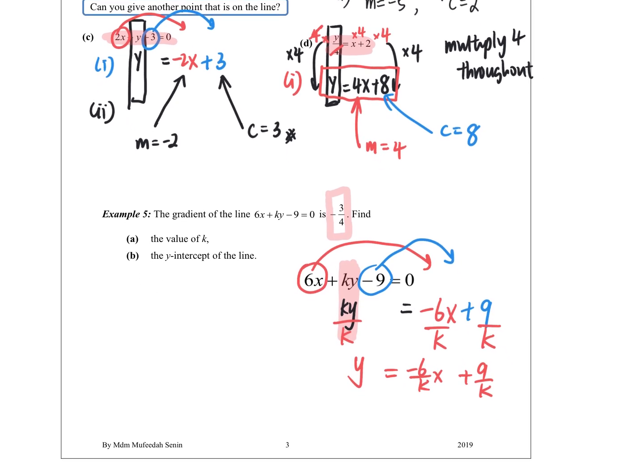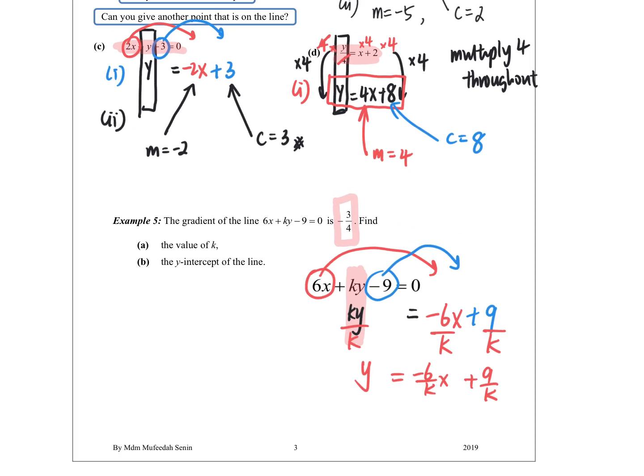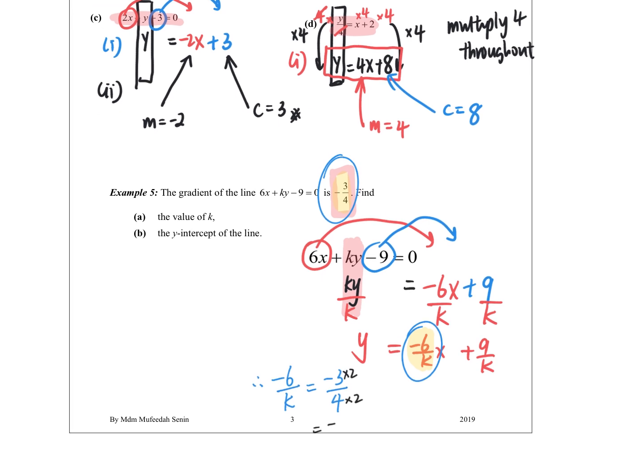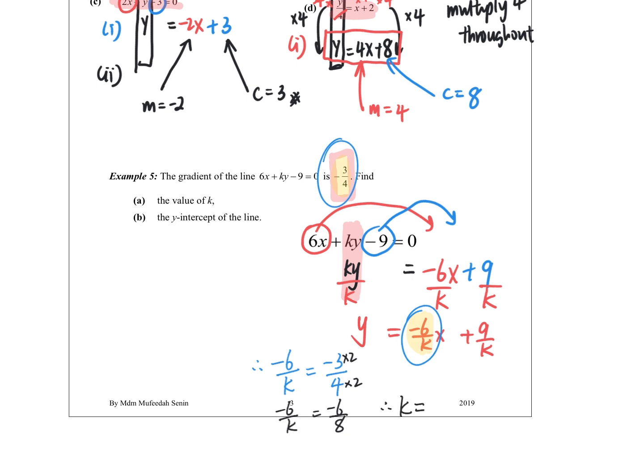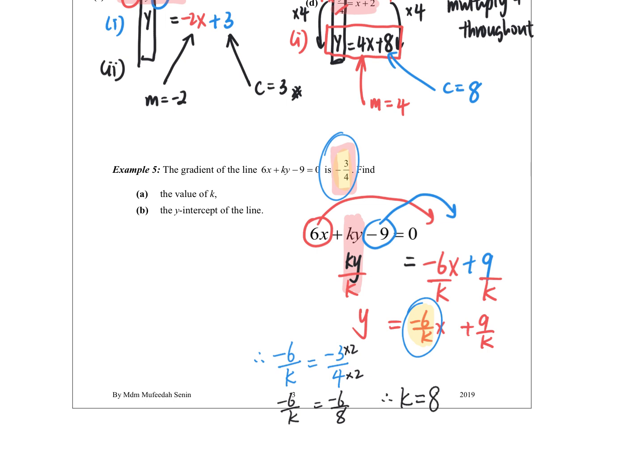So which one is my gradient? This one, right? This thing here is my gradient. And they tell me it's equals to this. So let's try to compare them. So therefore, minus 6 over k is the same as minus 3 over 4. So how to make them the same? Times 2 times 2. So this is minus 6 over 8. This is minus 6 over k. So k is? What is k? 8. That's it. So you just compare them only.